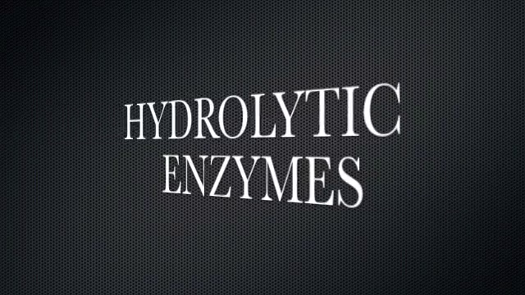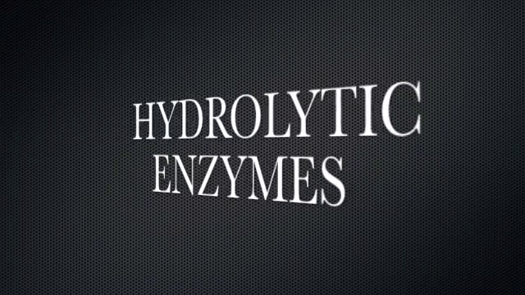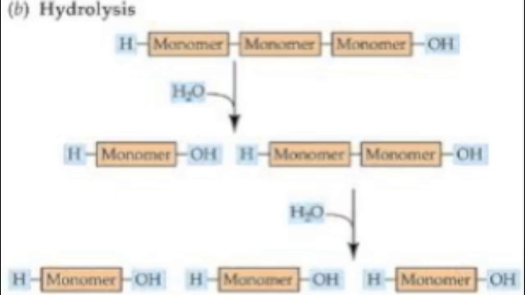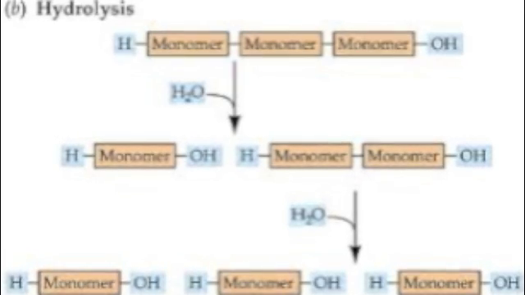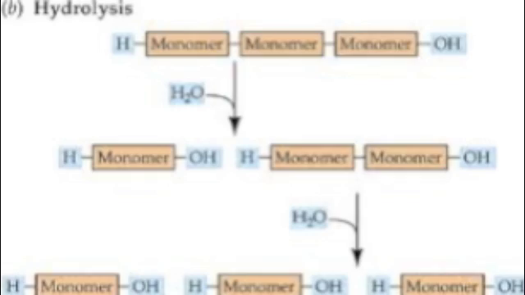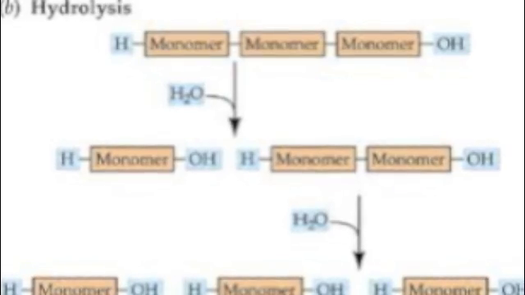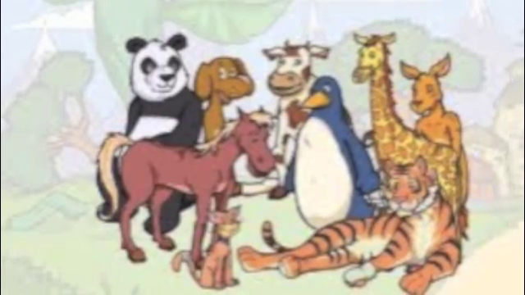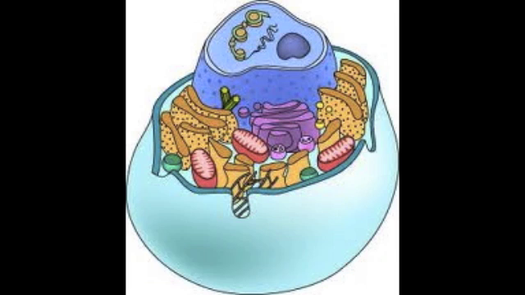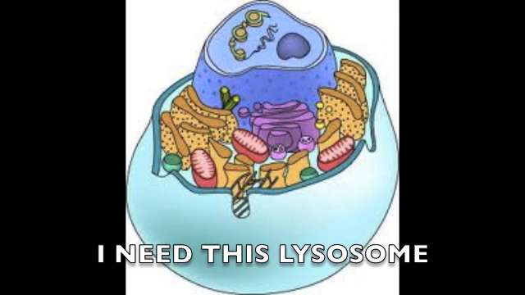The hydrolytic enzymes are what give the lysosome the ability to break down polymers into monomers. This means they are capable of breaking down proteins, nucleic acids, lipids, and carbohydrates through hydrolysis. Only animal cells can produce lysosomes. Every cell needs a lysosome for three fundamental functions.